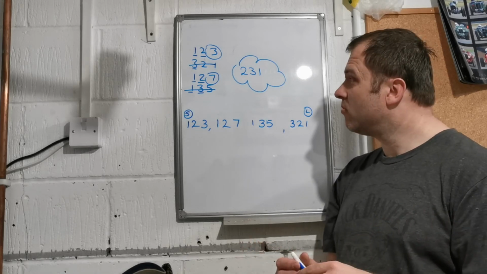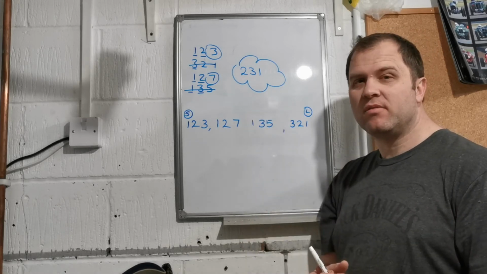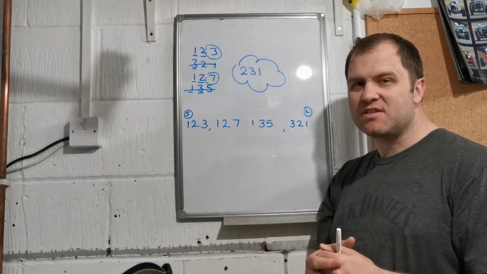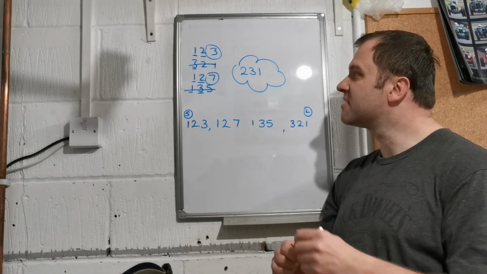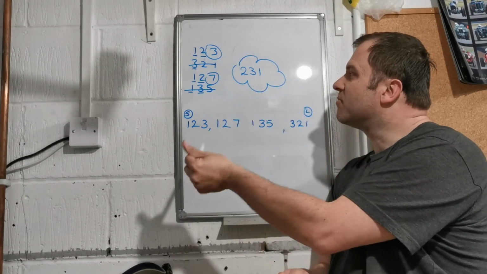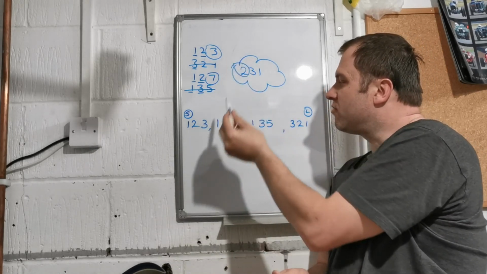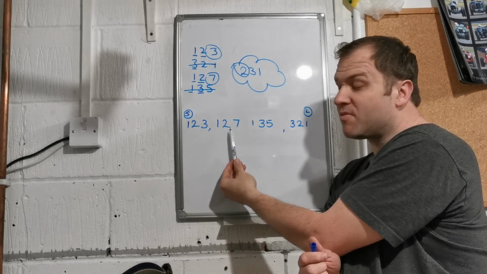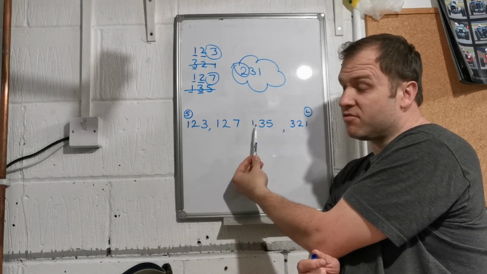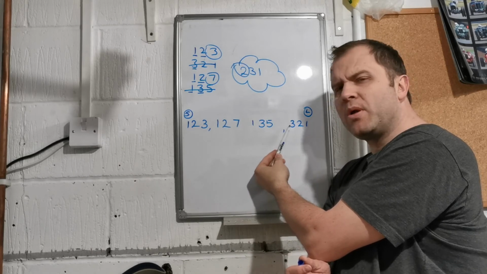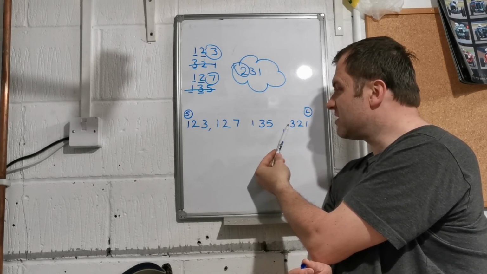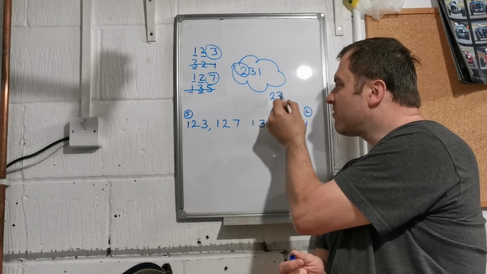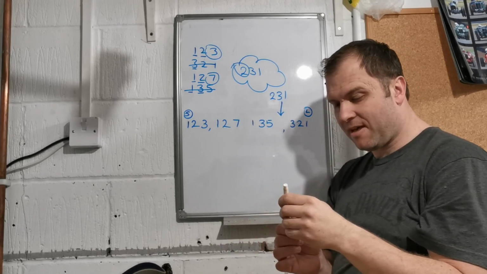Time's up. Where did you put 231? What number did you look at first? What was the most important digit? Well, in this case, it was this that was important here. 200. Bigger than 123, larger than 127, greater than 135, but not as big as 321. So, 231 would in fact slot in there.